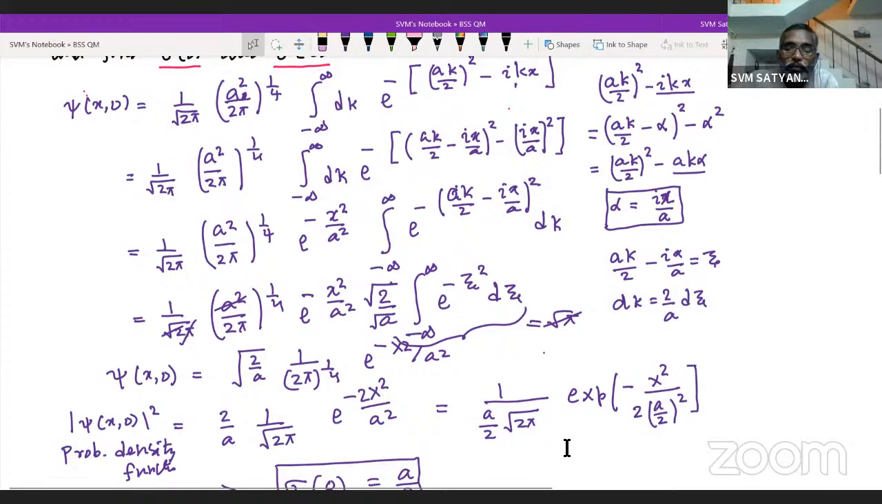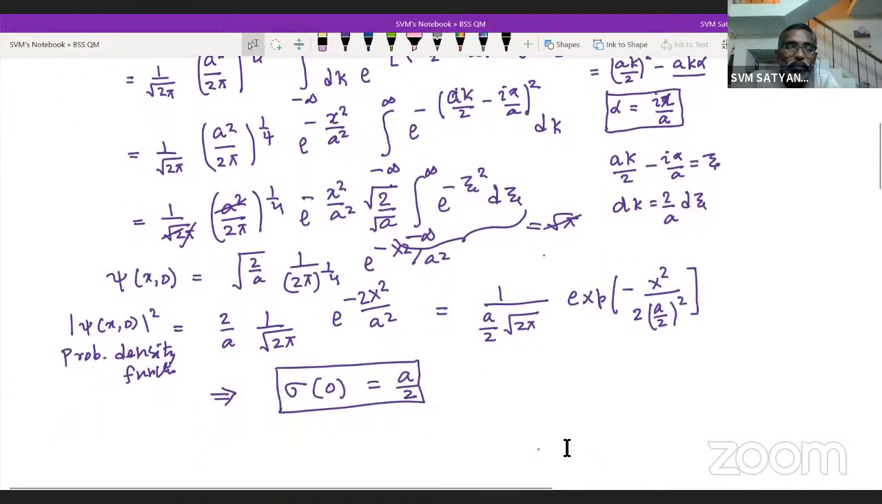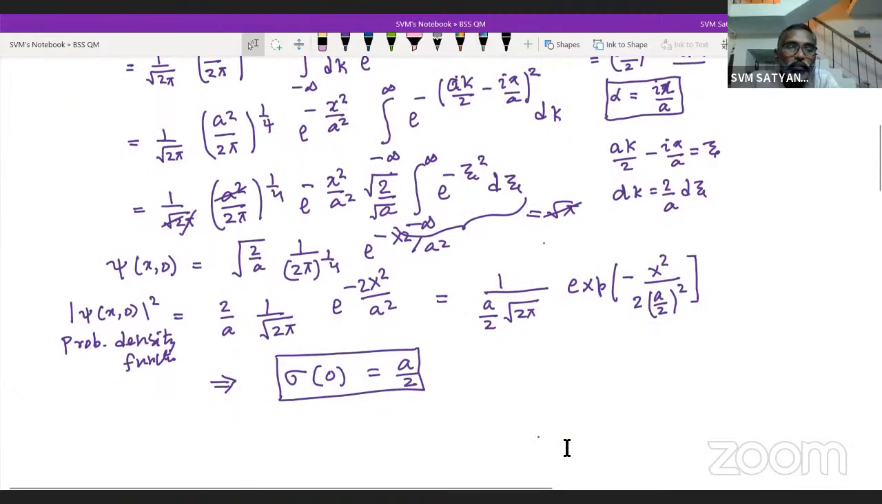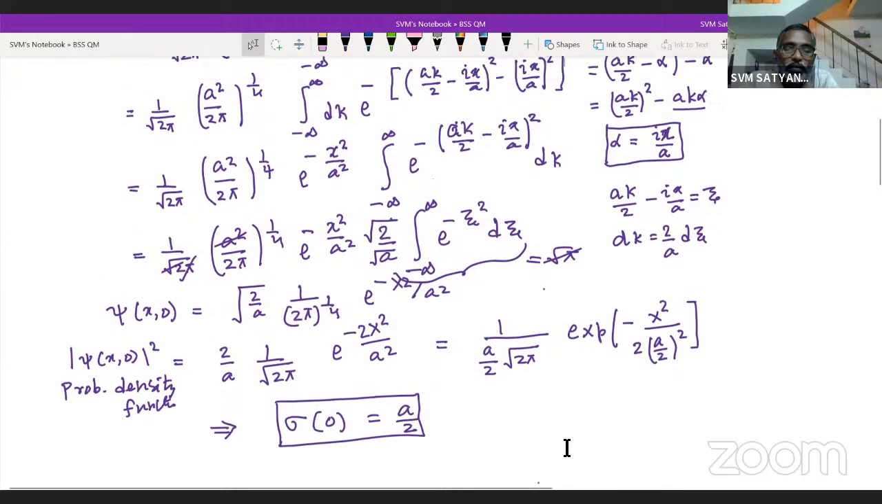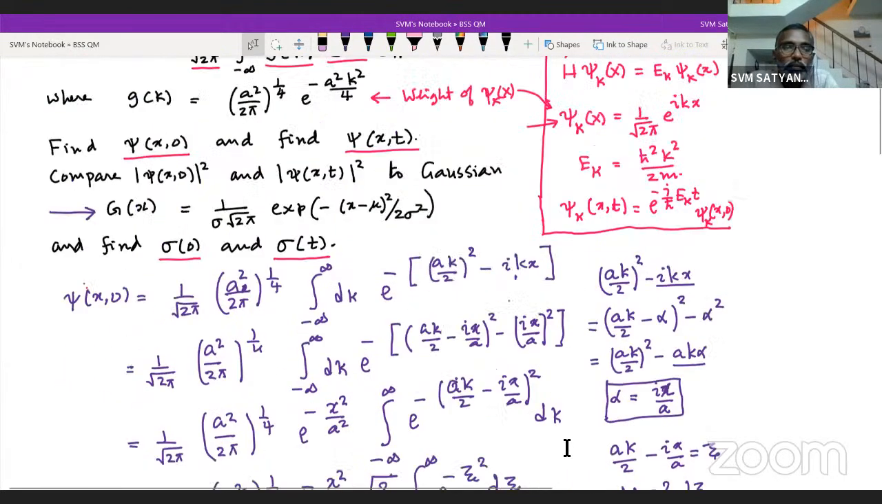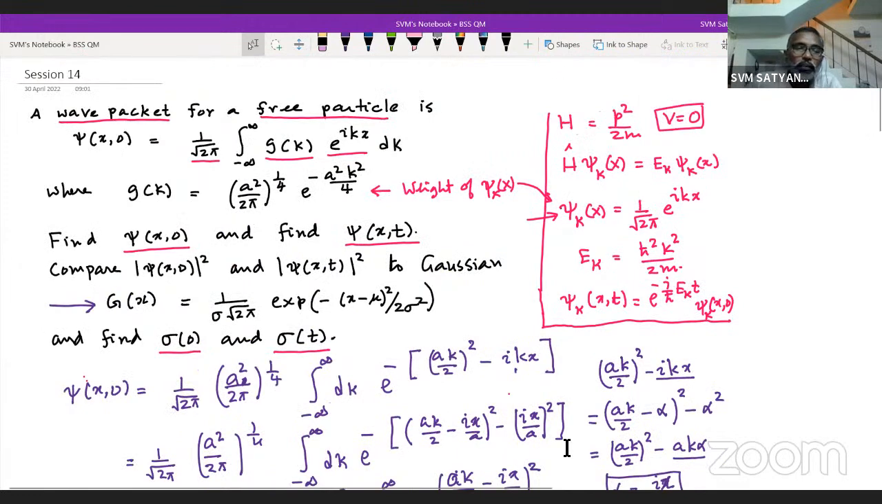Okay. So let me assume that this is clear. And now what is our next step? Our next step is to find out. So look at this one. We have found psi of x0, and we have found psi of x0 mod square, and then we have found sigma of 0. Okay, so these three we have done. So now we have to look at the time dependence.